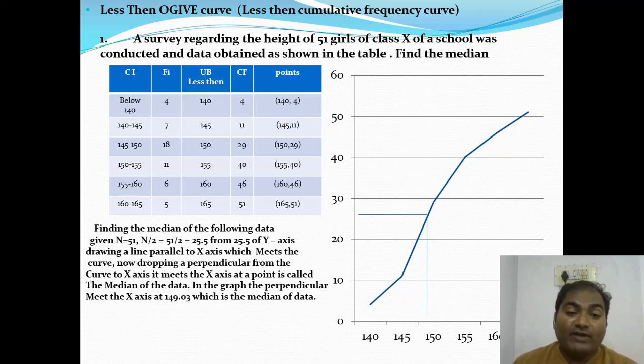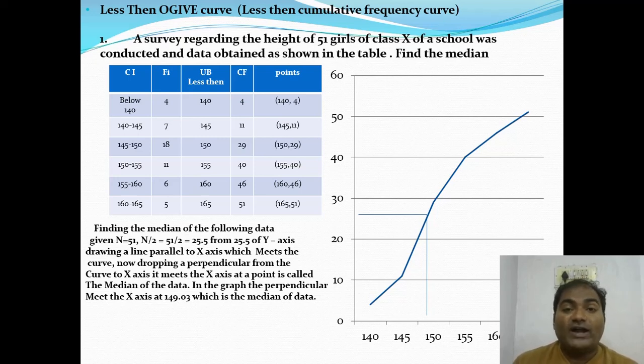From 25.5 on the y-axis, we are going to draw a perpendicular onto the curve which we have obtained by joining the points. It's going to contact the curve at a particular point. From that point we are going to draw a perpendicular onto the x-axis, which is going to meet the x-axis at a particular point. That particular point on the x-axis is called the median of the given graph.